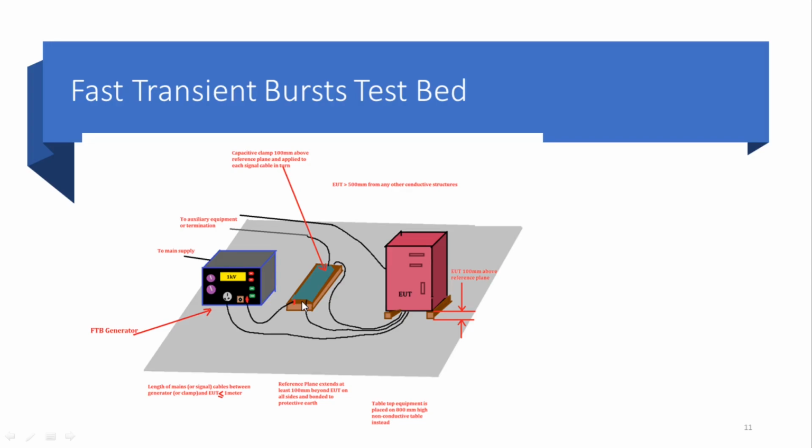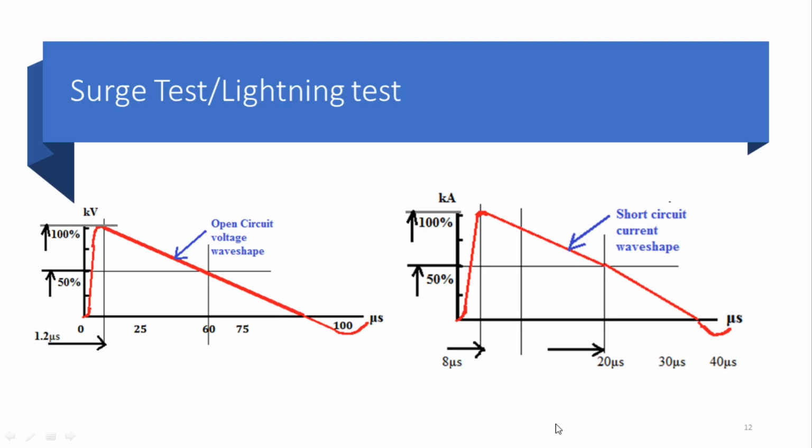The next is the surge test, the lightning test. The surge test aims to simulate the effects of lightning on AC power supplies and any long cables. Long cables is usually taken to mean metallic interconnections longer than 10 meters between different items of equipment which are themselves some meters apart, or outdoor cables.